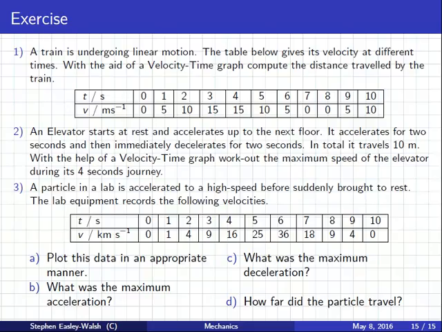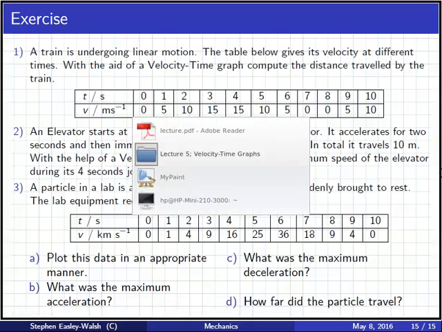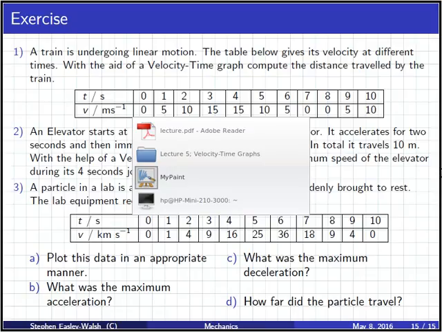A train is undergoing linear motion. The table below gives its velocity at different times. With the aid of a graph, calculate the distance travelled. Okay. Yeah, we need to... You don't need a graph. No, it doesn't need to be... You know the maximum height and the time and the base. But then we just need to make sure it's the right shape.